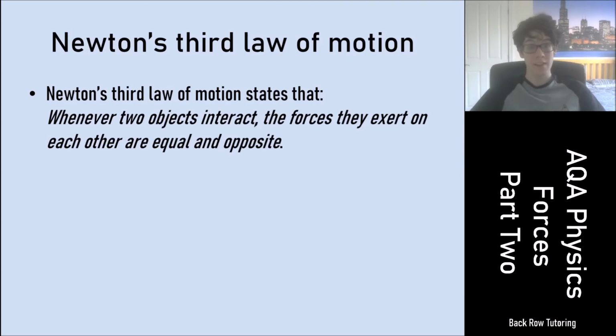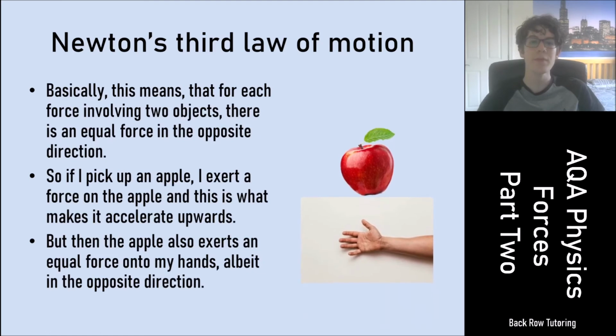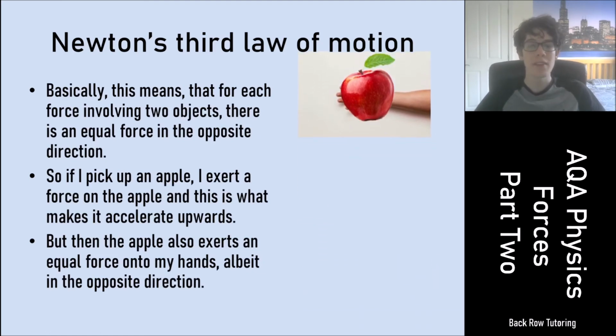Next and finally for this video, we're going to look at Newton's third law of motion. Newton's third law of motion states that whenever two objects interact, the forces they exert on each other are equal and opposite. Basically that means that for each force involving two objects, there is an equal force in the opposite direction. So if I pick up an apple, I exert a force on the apple, and this is what makes it accelerate upwards, because we know from Newton's second law that force is causing acceleration. But then the apple also exerts an equal force onto my hands, albeit in the opposite direction.